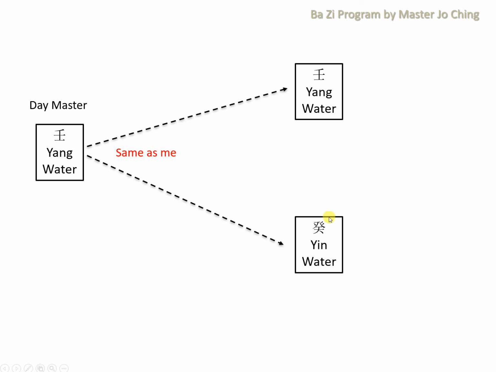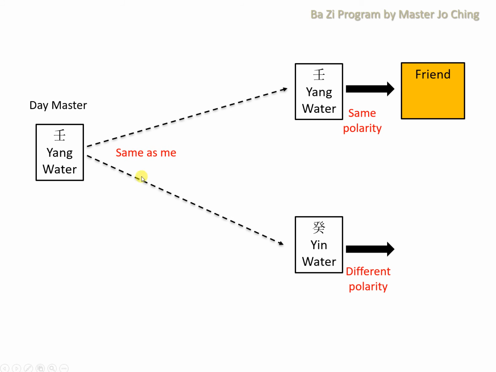So you got two types of water here. Yang Yang, same. Ren, same polarity, friend. Different polarity, one Ren, one Kui, or this one can be Kui, this one can be Ren. Different polarity, Rob Wealth. Okay, so this is how we arrive. And I observe in my physical class that actually a lot of students are still confused with this. So I urge you to watch this video maybe a few times in case you cannot understand.